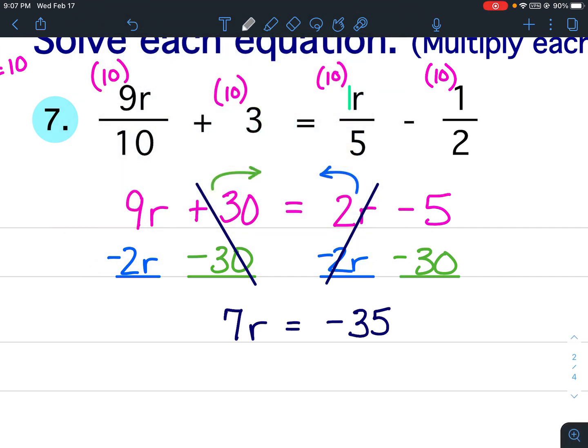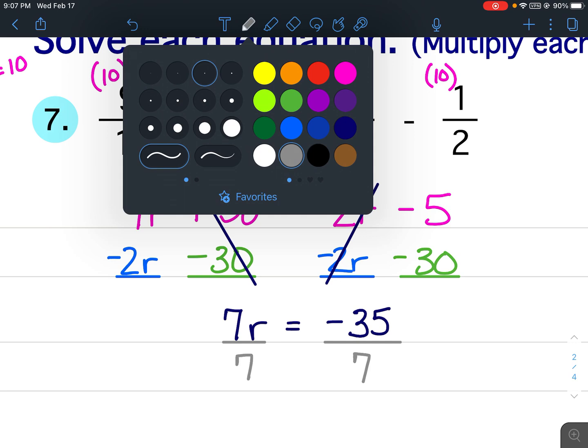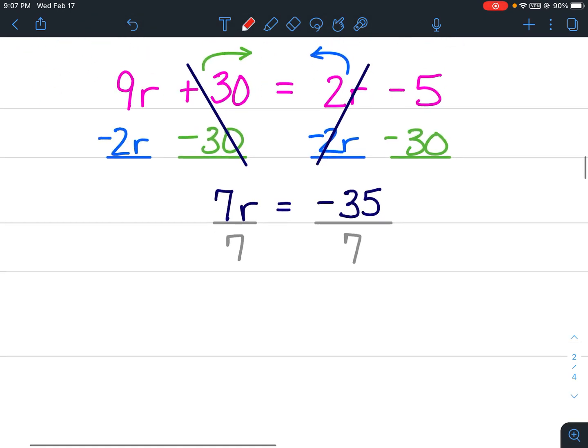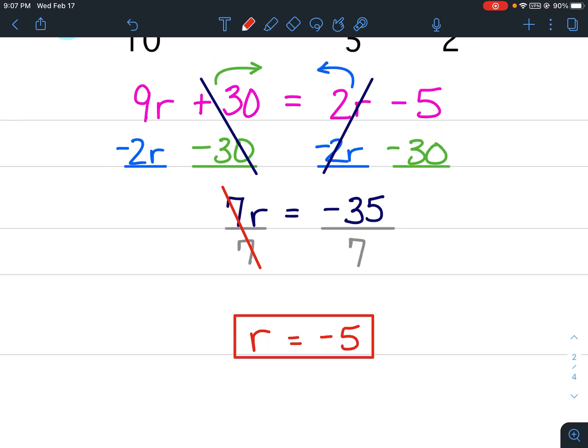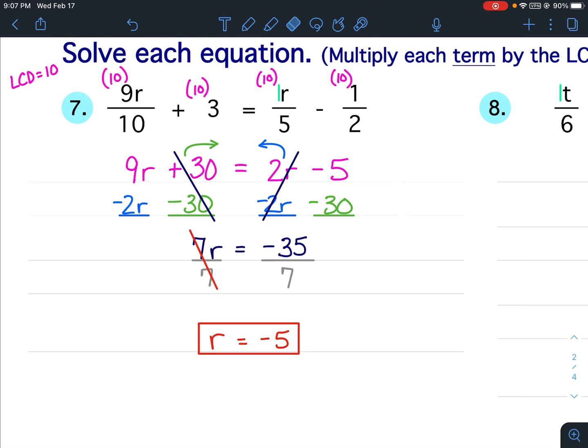Last step is to isolate the variable. Since this is multiplication, the inverse of multiplication is division, so I'm going to divide both sides by 7. Cancel the 7s, and r equals negative 5. 35 divided by 7, negative 35 divided by 7 is negative 5. If you need to, pause your video. Make sure you have everything written down, including these numbers up here at the top.